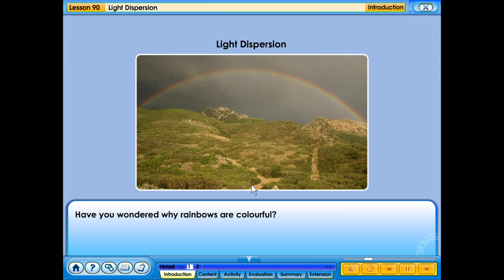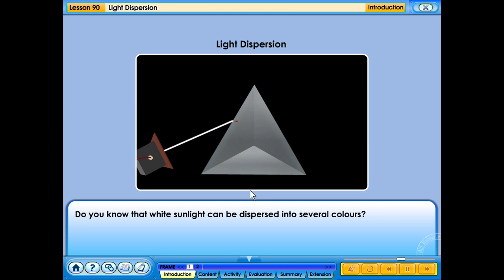Have you wondered why rainbows are colorful? Do you know that white sunlight can be dispersed into several colors?